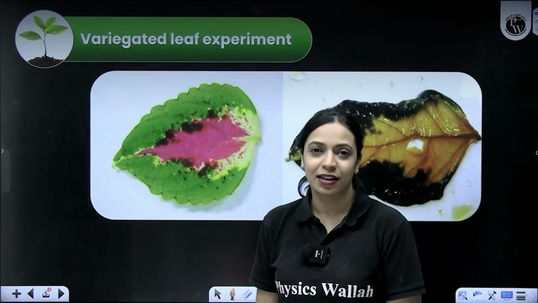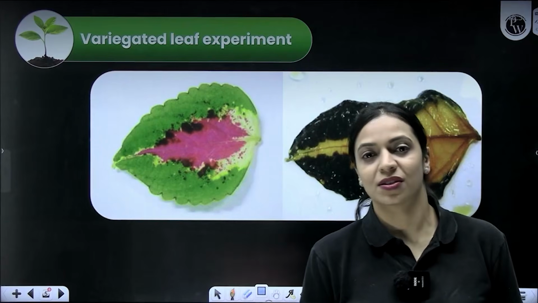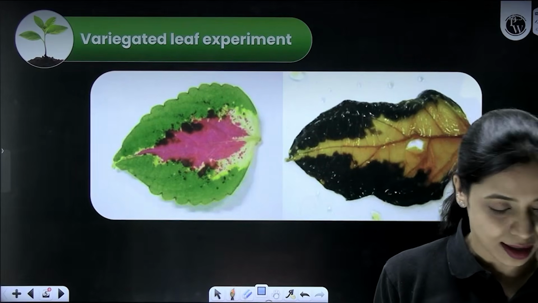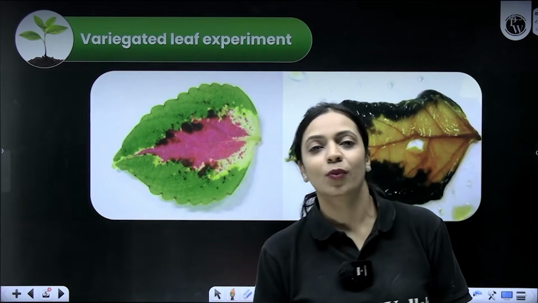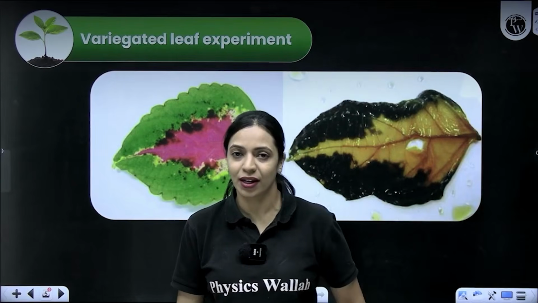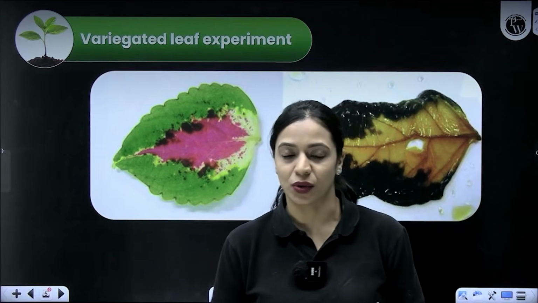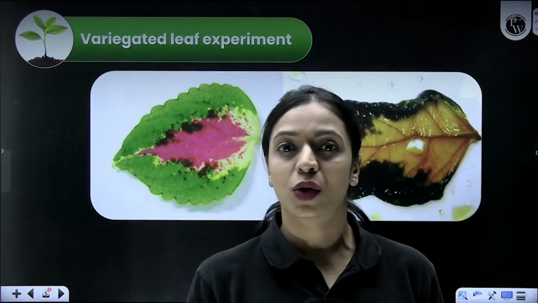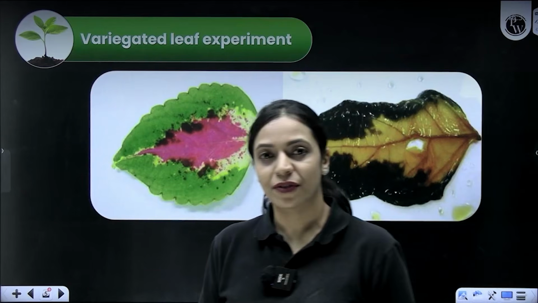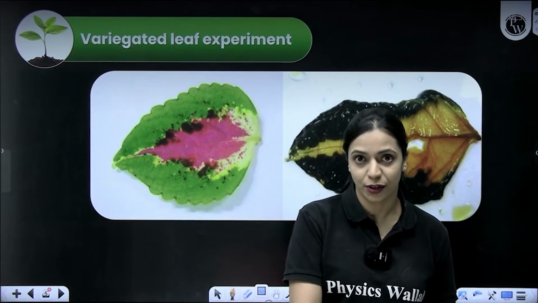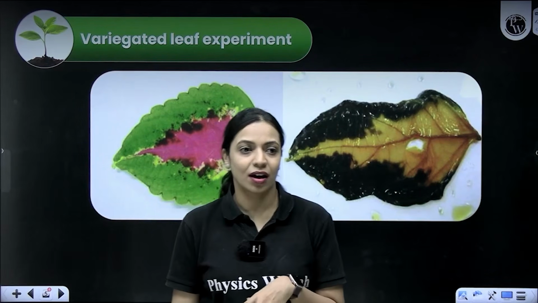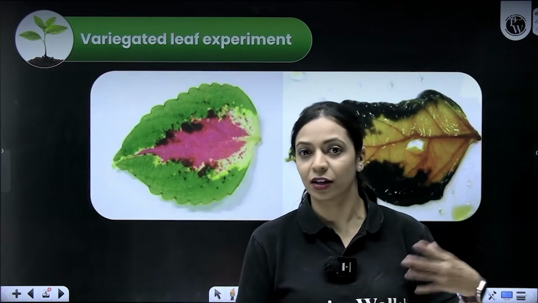So in this variegated leaf experiment, what we do is we test for the presence of starch. Why starch? What does starch have to do with photosynthesis? What is photosynthesis? Carbon dioxide utilized to synthesize glucose. Glucose will not be retained as glucose within the plant cells. Glucose, if it has to get transported, will get converted to sucrose. If it has to be stored within the plant cells, it will get converted to starch.